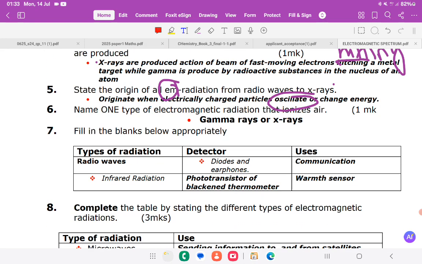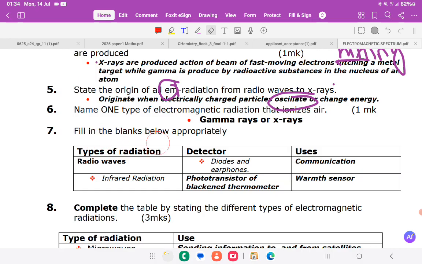Number 6, name one type of electromagnetic waves that ionizes air. The only electromagnetic radiation that ionizes air are gamma rays or X-rays. Of course, the extent of ionization may be different, since gamma is purely radiation and X-rays are considered to be similar to electrons. So you can name either gamma rays or X-rays. When they pass through air, air becomes ionized to some extent.